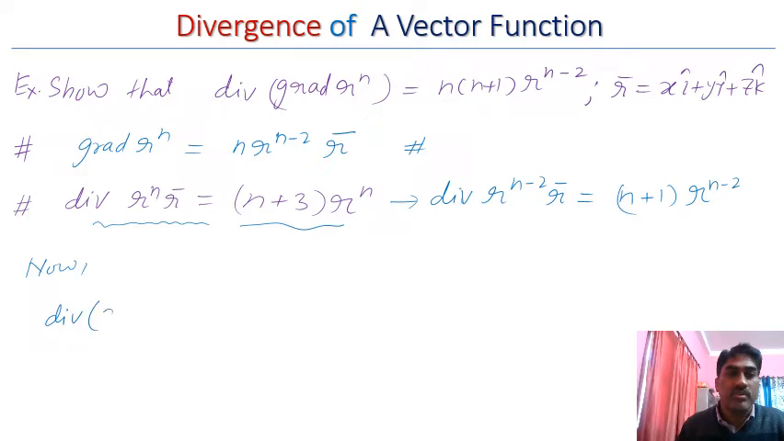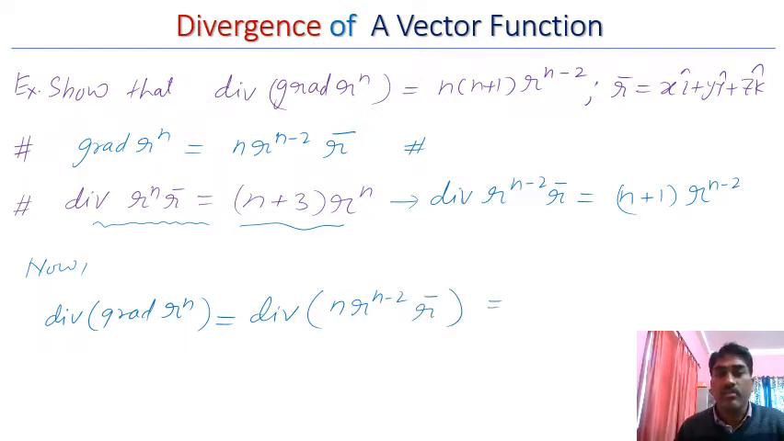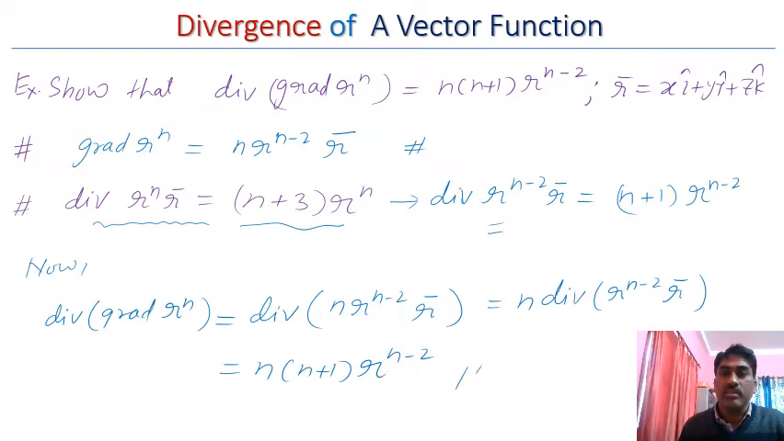Now divergence of grad r^n. So first put the value of grad r^n. Value of grad r^n is n r^(n-2) r. Then take n outside. So we have n divergence of r^(n-2) r, and then put this divergence of r^(n-2) r. So we have n(n plus 1) r to the power n minus 2. This is what we were required to prove, and we proved it.